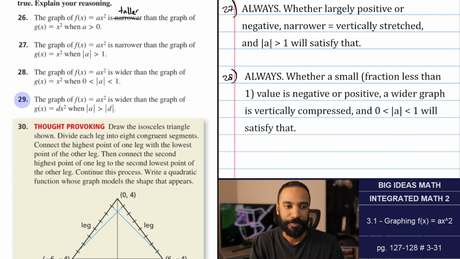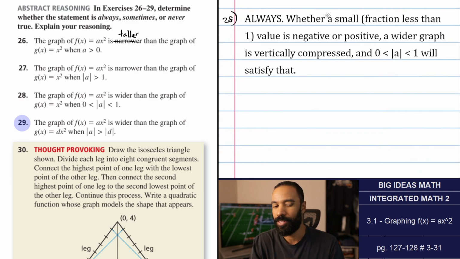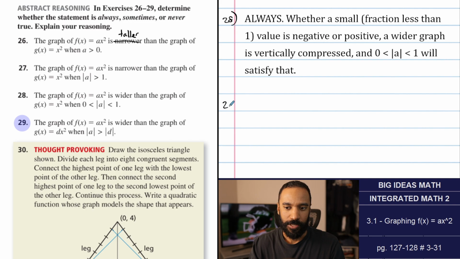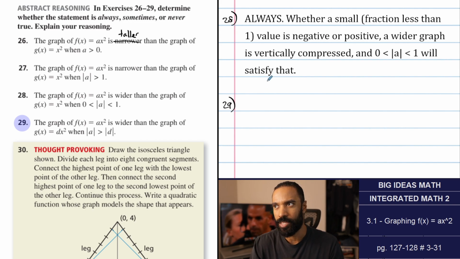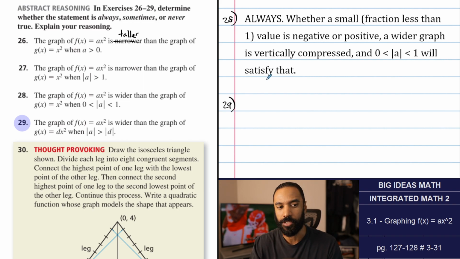Number 29, the graph of f of x equals ax squared is wider than the graph of g of x equals dx squared when the absolute value of a is greater than the absolute value of d. Sounds like they have that case backwards. So their support things, I don't think they need us to support everything under the sun with regard to this. I think they just want us to know how absolute values work and the words wider versus narrower. Honestly, I think that's all that they're talking about.